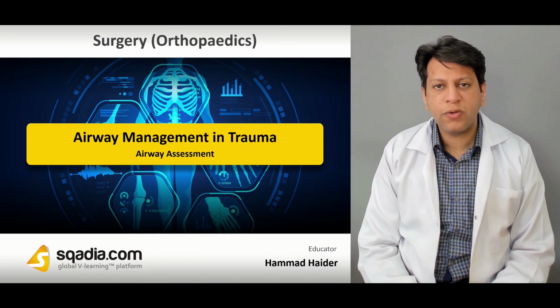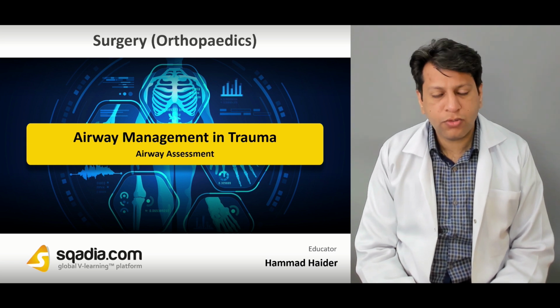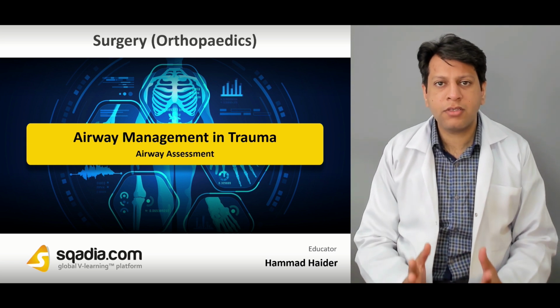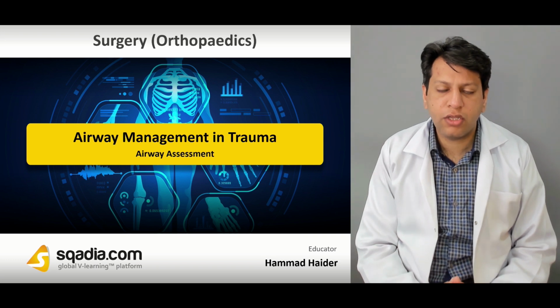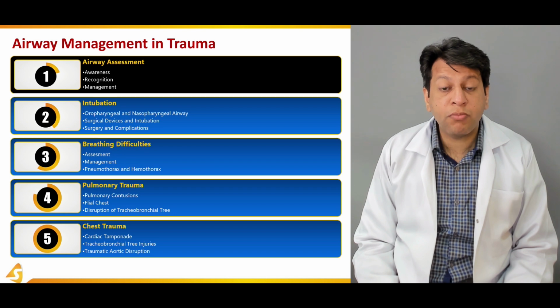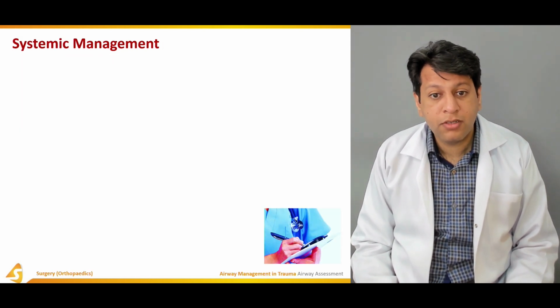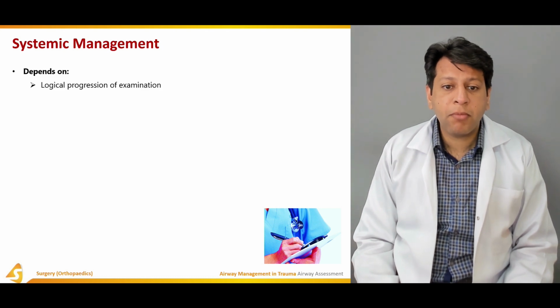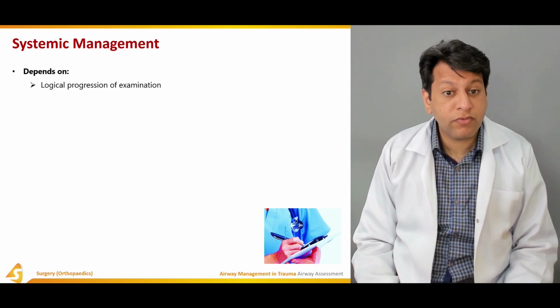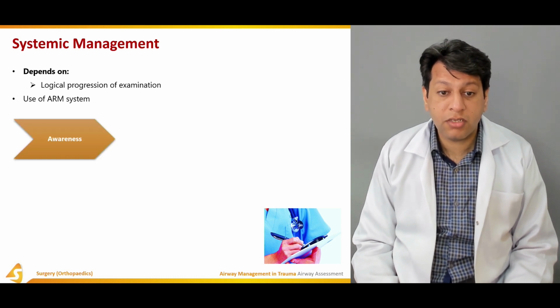Now, moving on to our first section. First is the assessment of the airway. As you know, in trauma, the first thing is A, B, C, D, that is the airway and the cervical spine. So we'll be briefly going through how to be aware of the problems, how to recognize them, and how to manage them. The systematic management depends upon the logical progression of the examination, then use of the ARM system, that is awareness, recognition, and management system.